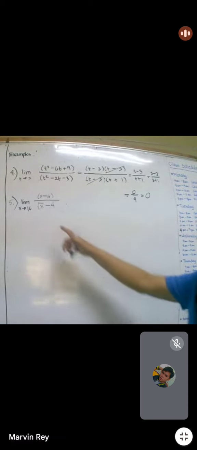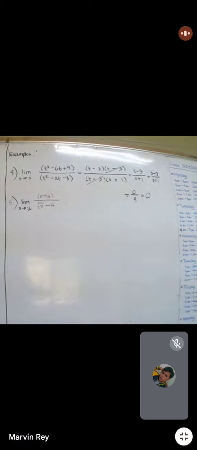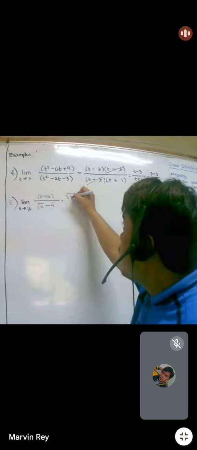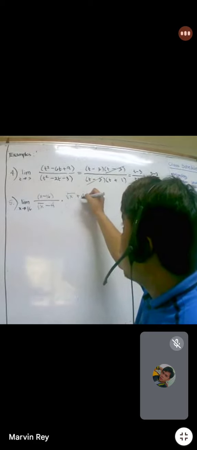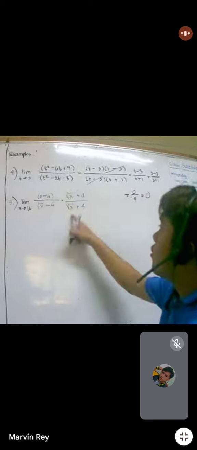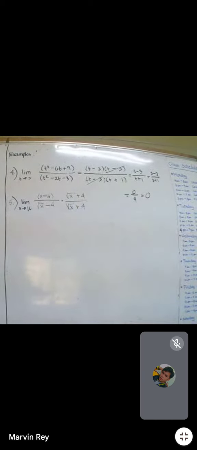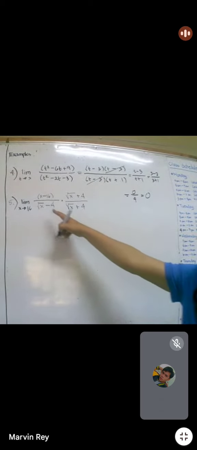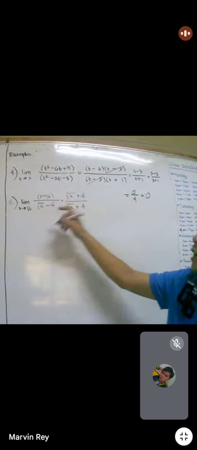So how will you eliminate the radical sign in your denominator? You have to multiply it by what? Square root of x plus 4 all over square root of x plus 4. Or just simply, you're just multiplying by a value of 1, right? x plus 4 all over x plus 4 is just equal to 1. You just have to eliminate the radical sign.